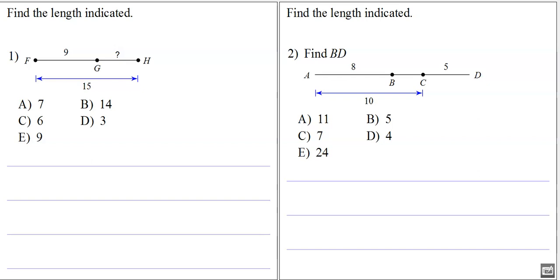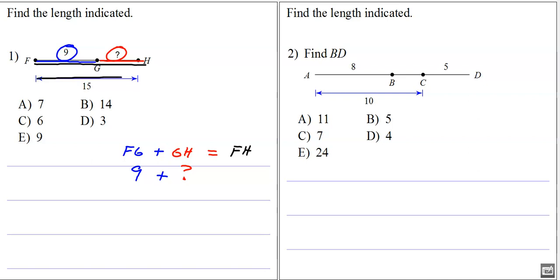So number 1 is a distance problem. I know that the distance from F to G added to the distance from G to H should equal the entire distance, the whole thing, which is represented by FH. So I basically just need to substitute those values in. So 9 is FG, GH is I don't know, which we could call X or we can call question mark. And then the whole thing, F to H, is 15.